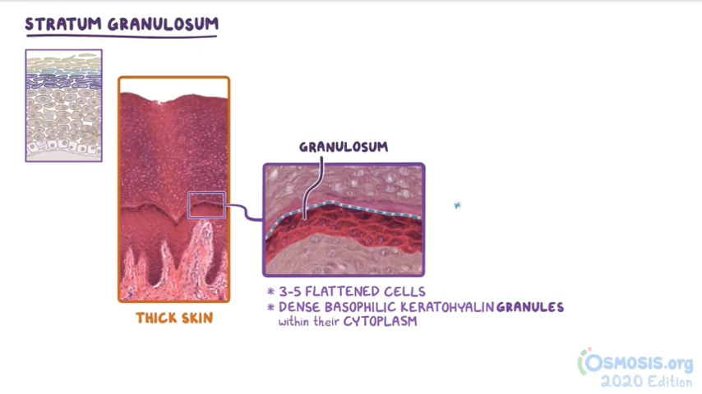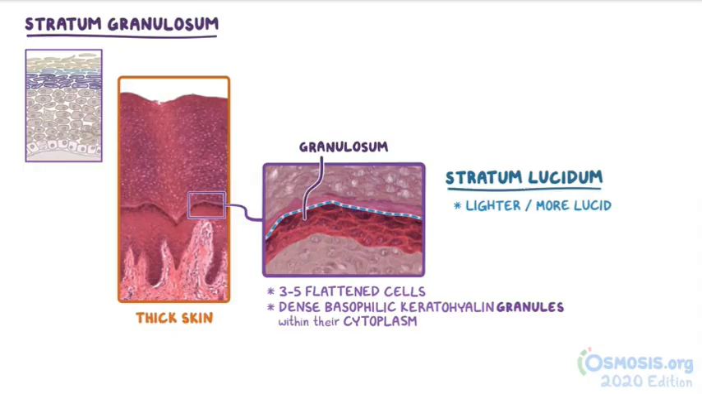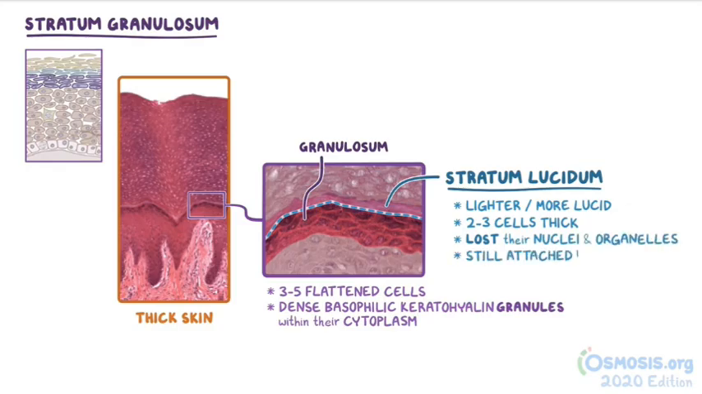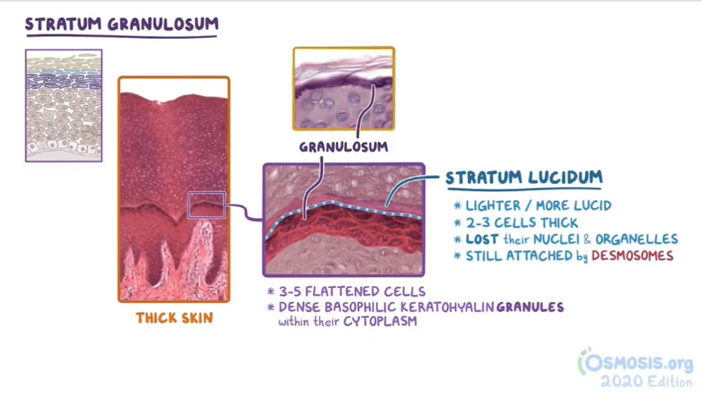In thick skin, the lighter or more lucid layer of cells seen above the stratum granulosum is the stratum lucidum, which is typically only 2 to 3 cells thick. The keratinocytes in this layer will have lost their nuclei and organelles, although they're still attached to one another by desmosomes. This layer won't be seen above the granulosum in tissue sections taken from thin skin.